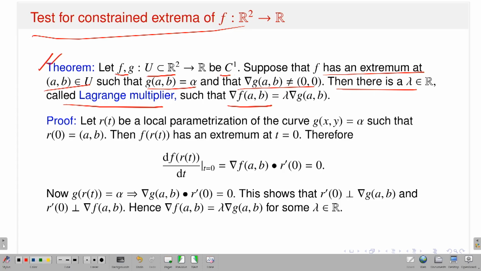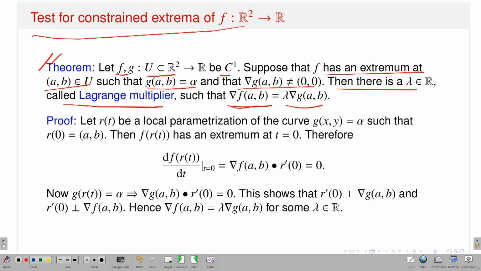So what I am saying is that if I have a function f which has an extremum at the point (a, b), with the fact that g of (a, b) is alpha and the gradient of g at (a, b) is non-zero, then there exists a lambda, which I am calling the Lagrange multiplier, such that the gradient vectors are parallel. That means the gradient of f at (a, b) is lambda times the gradient of g at (a, b). So these gradient vectors are parallel.